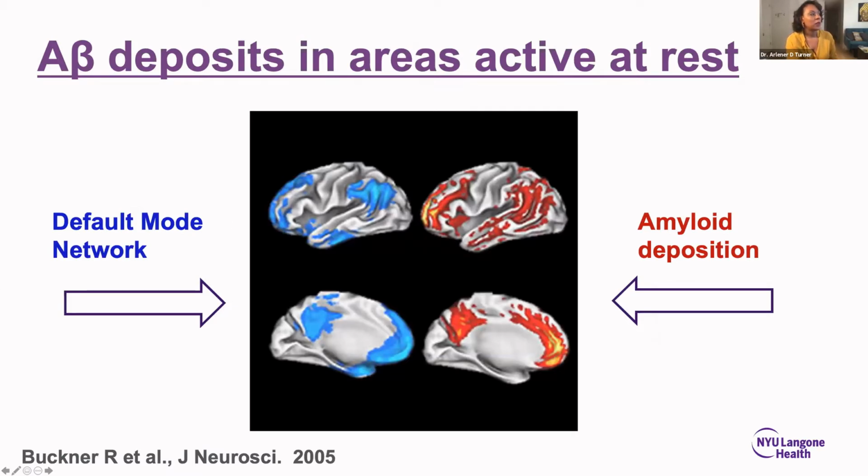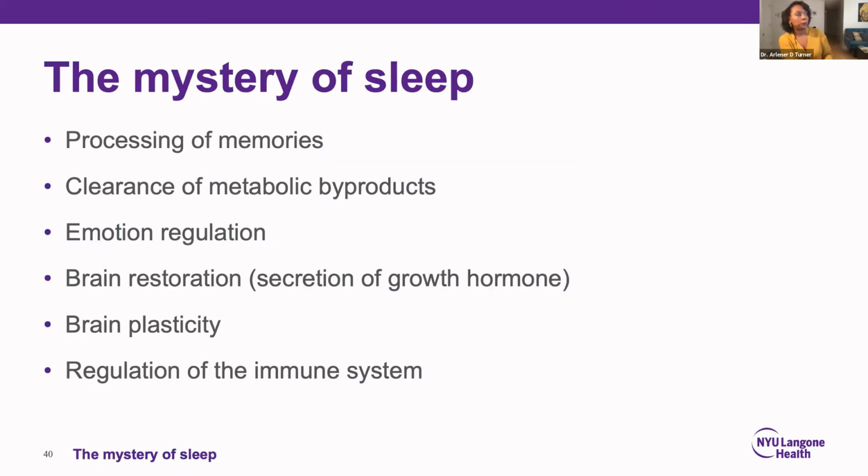And this is really what's depicting that. On the left, we have the default mode network, which is the areas of our brain that are pretty much always active. They're active when we're at rest. And on the right, we have amyloid deposition. You can see that they're in the same areas, because when we're at rest, the amyloid beta deposits are still happening in those active areas. So again, this is the mystery of sleep that we mentioned before when I had the picture with the koala.